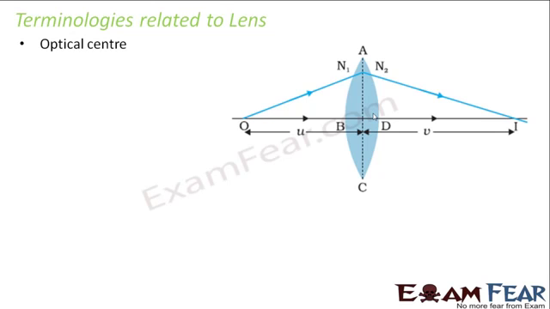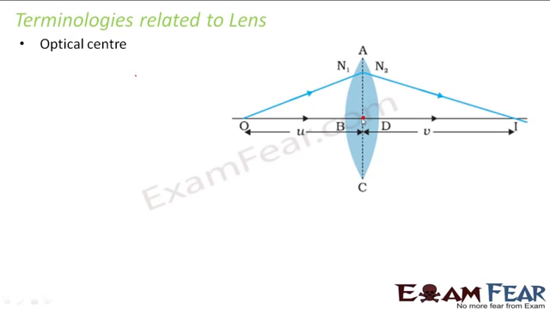So first we will talk about the optical center in a lens. What is the optical center? Optical center is the center of this lens. Now here we have taken the example of a convex lens. Biconvex lens is often referred to as a convex lens. That means both the surfaces are convex. Similarly, biconcave lens is often known as concave lens. So throughout the lesson we will be talking about convex lens and concave lens.